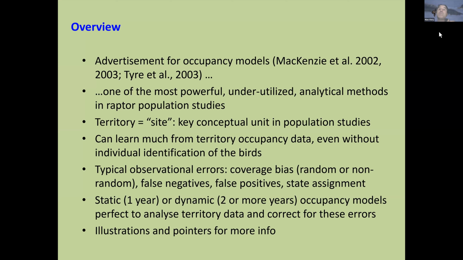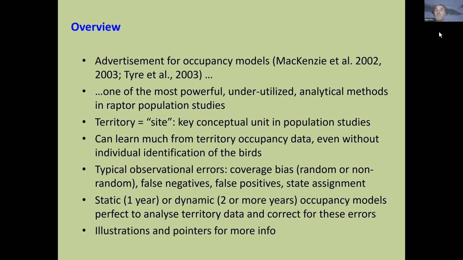analytical methods in population studies, especially of raptors and owls, where I'm going to argue that in raptors, perhaps more than in many other species, we have a territory or a site, which is a key conceptual unit in our population studies. And that even without banding or marking individuals, we can learn a lot from such territory occupancy data.